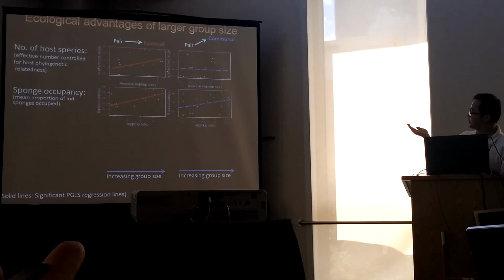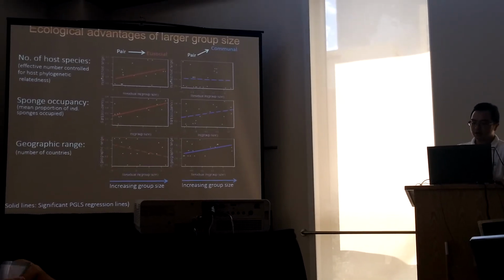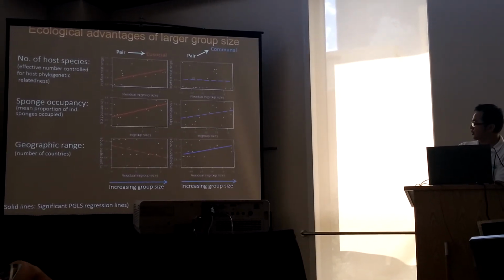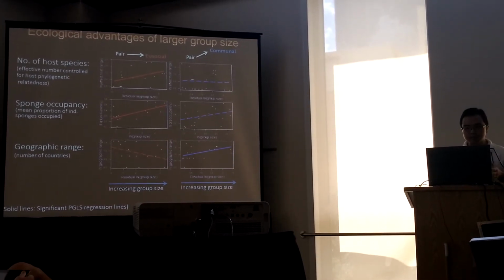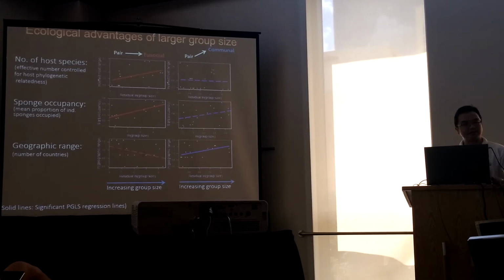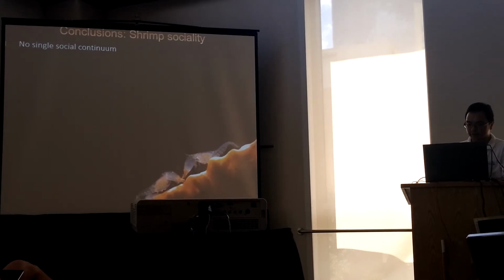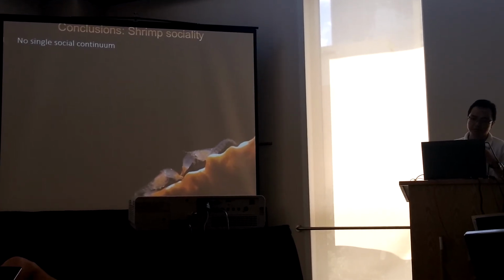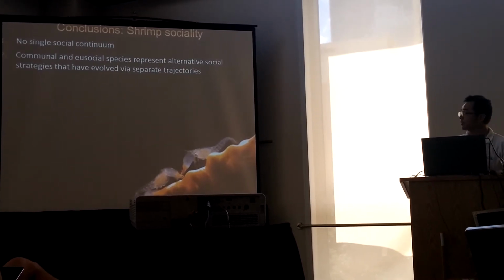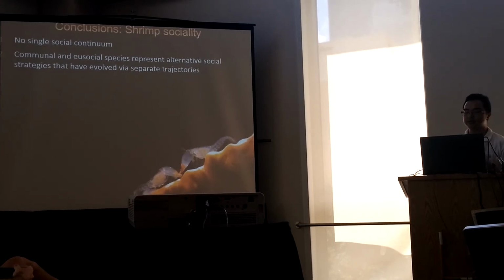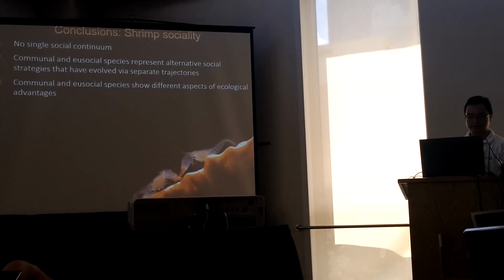But when pair-forming species transition to communal species, we don't see such advantages. But communal species actually have a wider geographical range. So what it means is that eusocial and communal species all have some form of ecological advantage, but those manifest differently. So in conclusion, we found that in shrimp sociality, there's not a single social continuum. Communal and eusocial species represent alternative social strategies that evolve via separate trajectories, and they also show different aspects of ecological advantages.